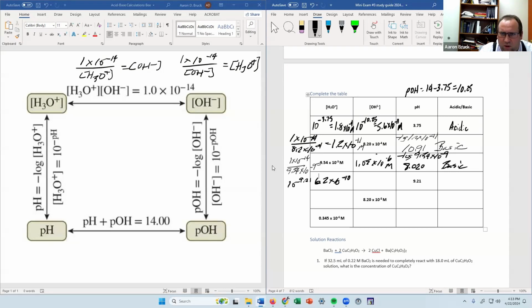I can find pOH, which would be 5.79. And so 10 to the negative 5.79 would give me hydroxide, 1.6 times 10 to the negative 6th. This one's basic as well. It's got a basic pH.